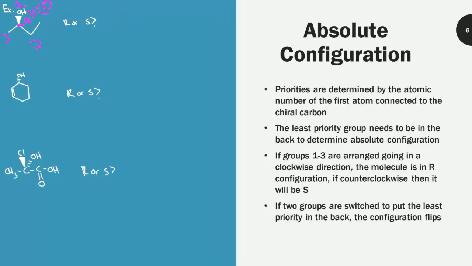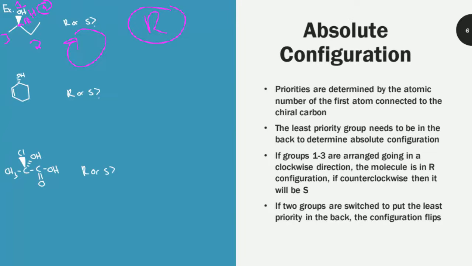Okay, so because 4 is already in the back, I don't have to switch any groups around. So 1, 2, 3 are going counterclockwise. So that's going to be S, or that's not counterclockwise. Is that clockwise? Yeah, that's clockwise. So that will be an R configuration.